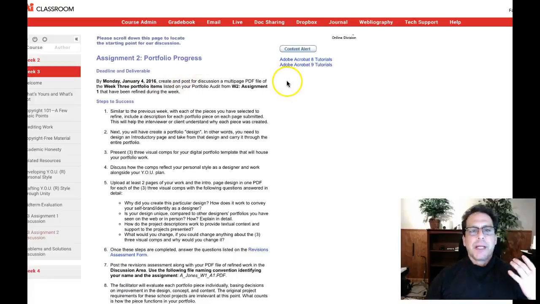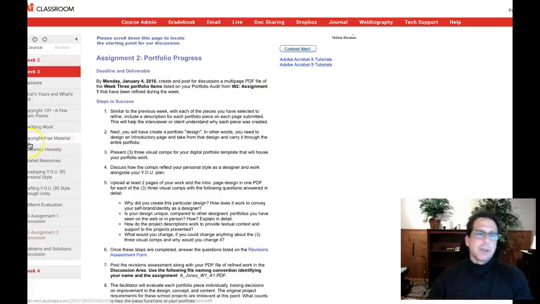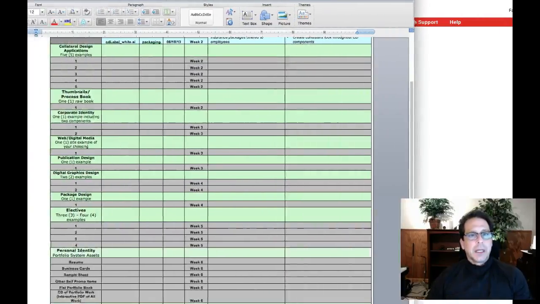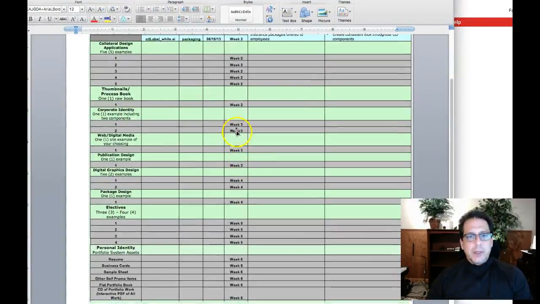You're supposed to create a multi-page PDF file of the week 3 portfolio items listed on your portfolio audit form from week 2, assignment 1. So if we go back to week 2, assignment 1, we're going to take a look at the portfolio audit form, which I conveniently have right here. And we're going to take a look at week 3. Now, since we're all digital design diploma candidates in this class, we're going to forget about thumbnails and process book because that's not on our part of the list.